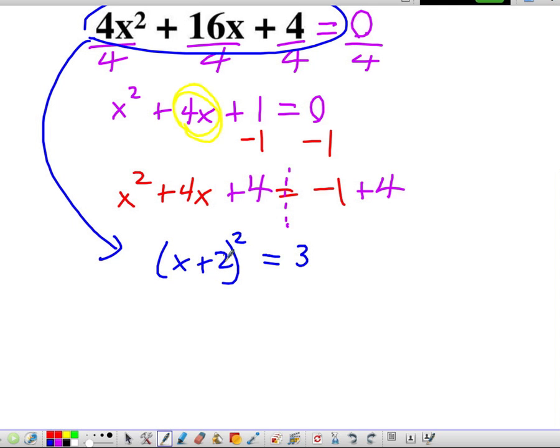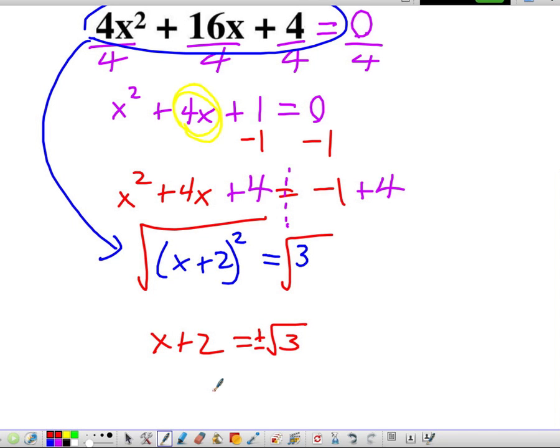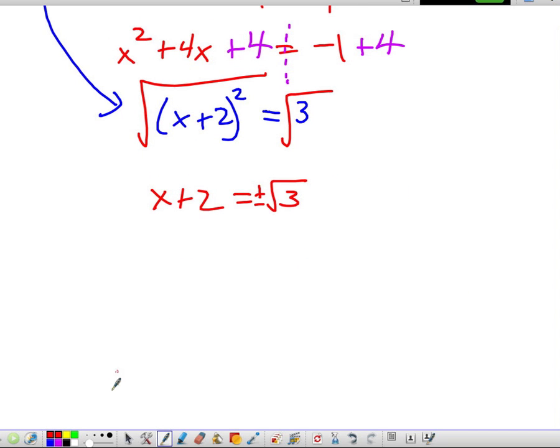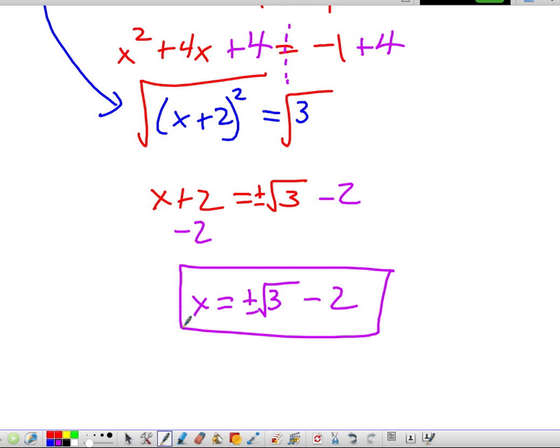Notice that we can solve this equation by taking the square root of both sides. And so if we take the square root of both sides, we're going to have x plus 2 is equal to plus or minus the square root of 3. And all I have to do now is just subtract 2 from both sides. And so x is equal to plus or minus the square root of 3, minus 2. Is 3 a perfect square? No, it's just going to stay the way it is. Here is my answer.